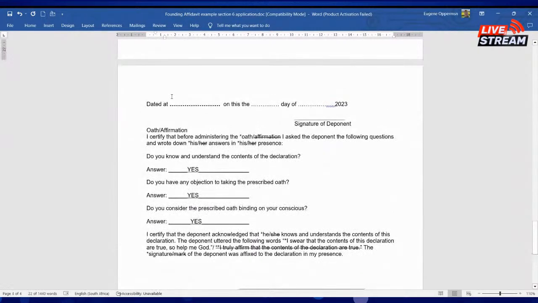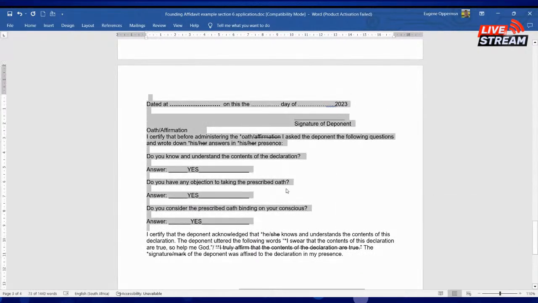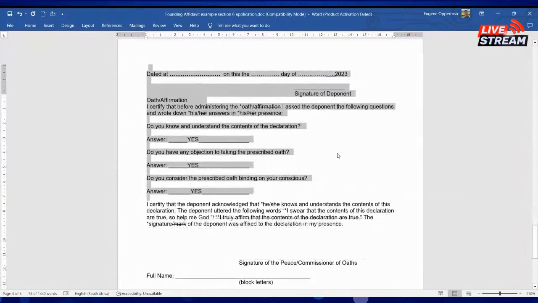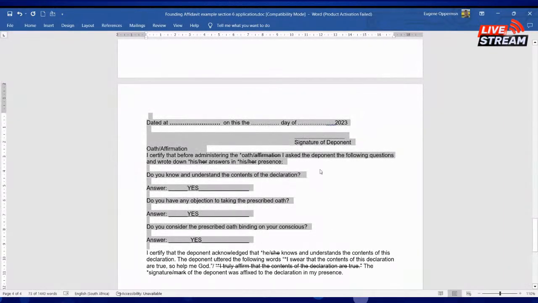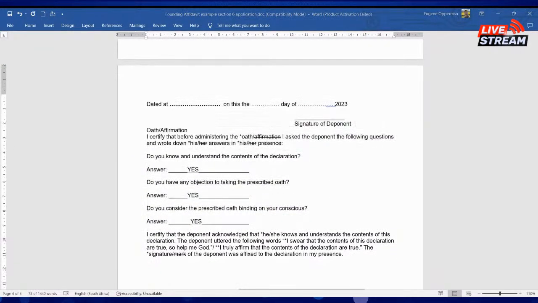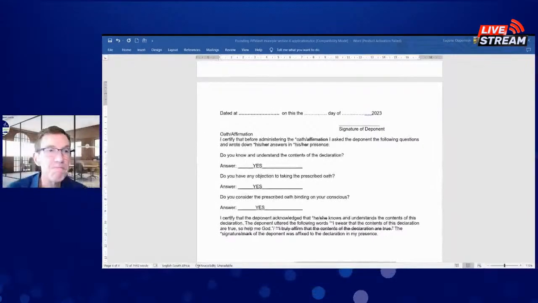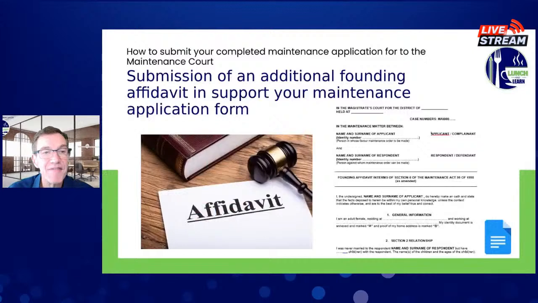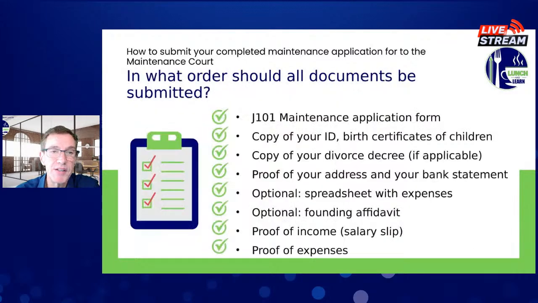This needs to be commissioned in front of the police. So you simply print this out and then don't sign it yet. You have to sign that in front of a police officer. And that is basically how the founding affidavit can work. And it could work to your advantage. I would urge you guys to really consider doing this, because it really works. It takes a load off, and it shows that you have commitment towards your maintenance application form.